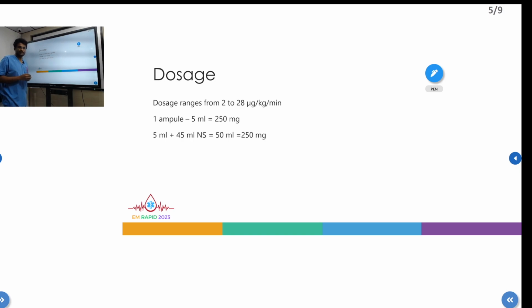Dosage. In our hospital we get Dobutamine in an ampule of 5 ml, which contains 250 mg of Dobutamine. Dobutamine is given at a dosage of 2 to 28 microgram per kg per minute, and this 5 ml ampule is constituted with 45 ml of NS.